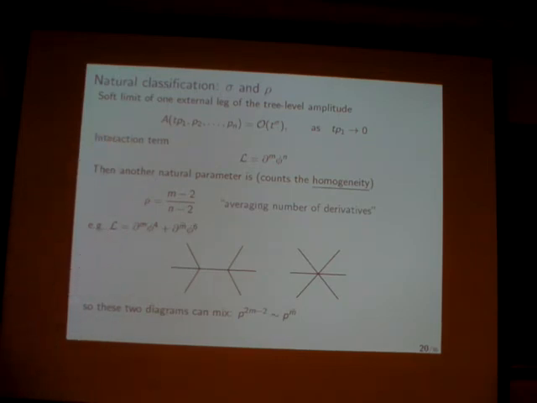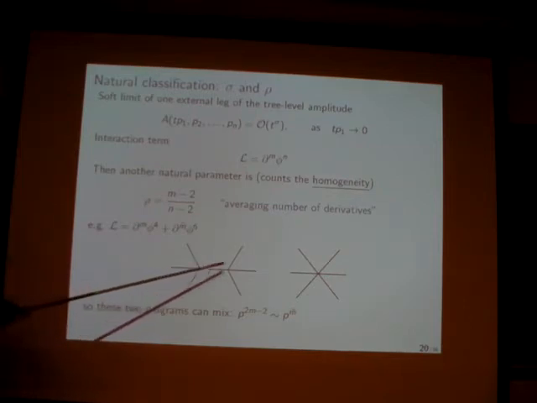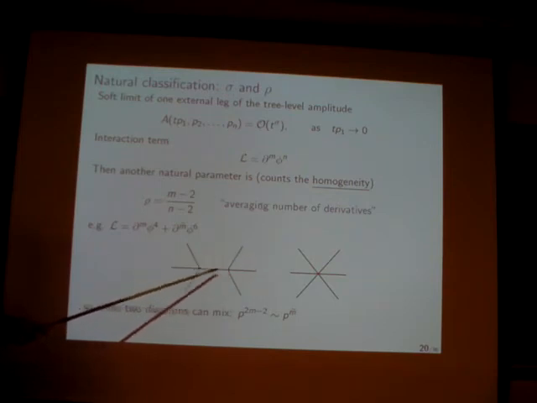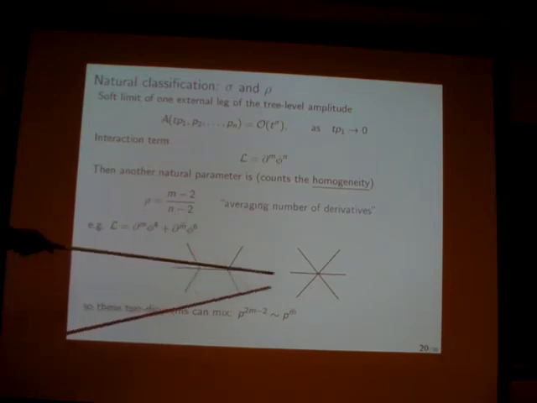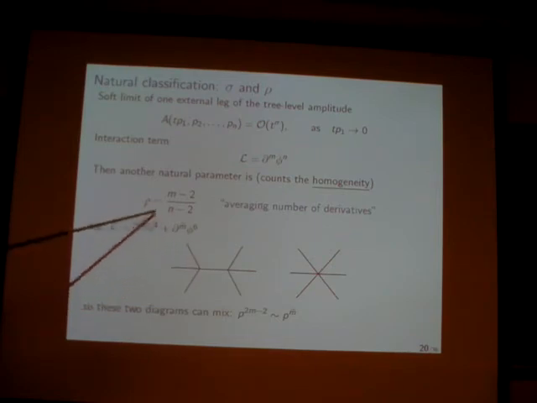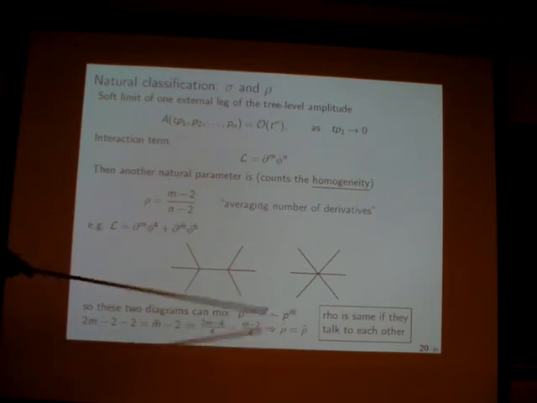Then a very important thing, which was clear in the previous, you have to have some parameter which would keep the homogeneity. It would somehow count the number of derivatives, and of course it depends on the number of legs, and this job can be done by this parameter we call rho. It's n is number of derivatives and m is number of legs. You can easily verify that these two vertices, n and m tilde, should have the same rho, so they would mix together.